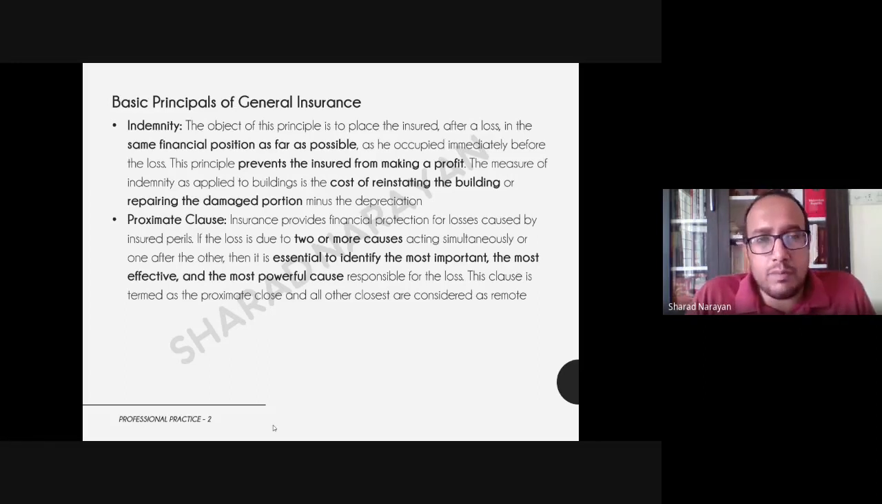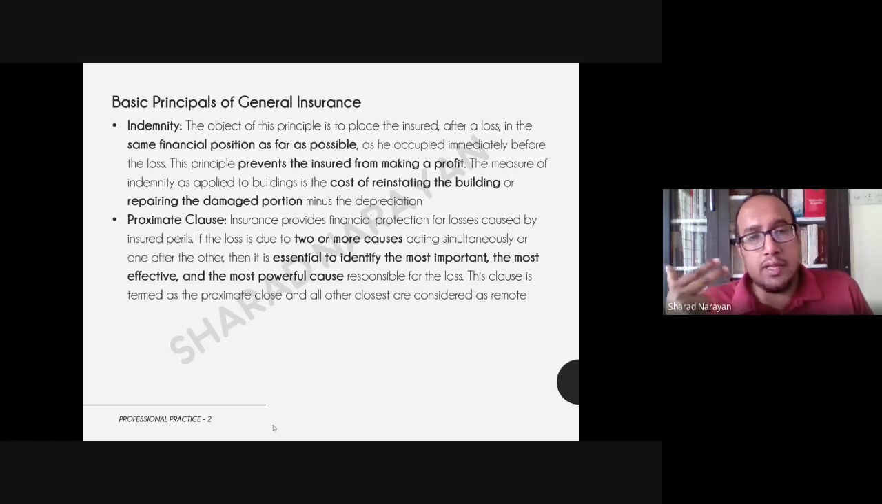Several buildings were destroyed and subsequently they caught fire. In such cases, the first proximate cause is considered to be the earthquake. There are two causes of damage of property over here: one is earthquake and one is fire. The earthquake comes as the most important, most effective and most powerful cause over here.